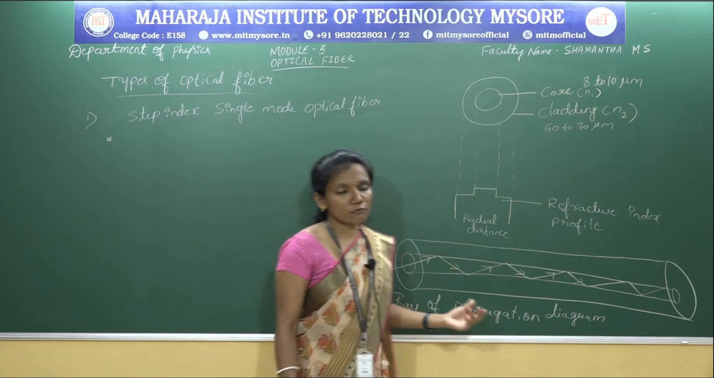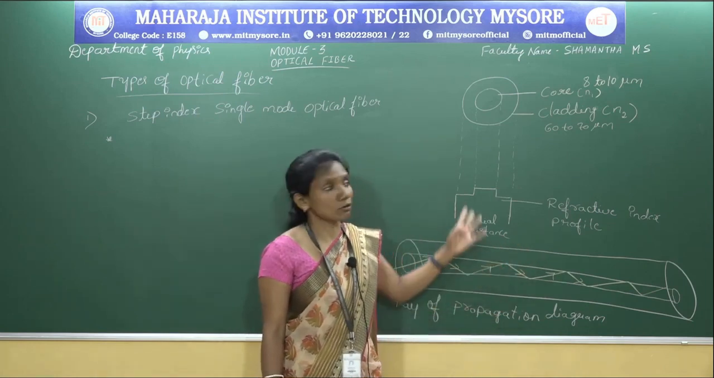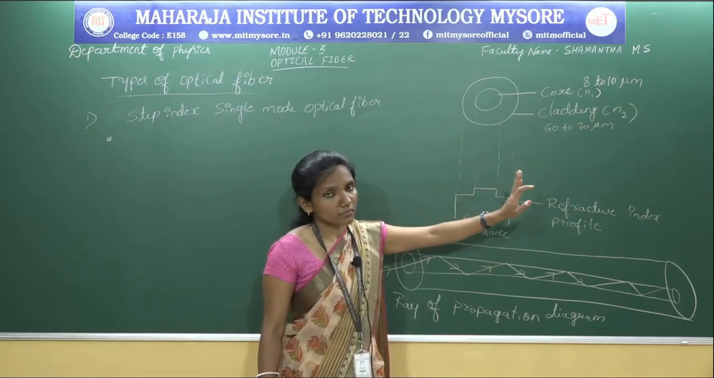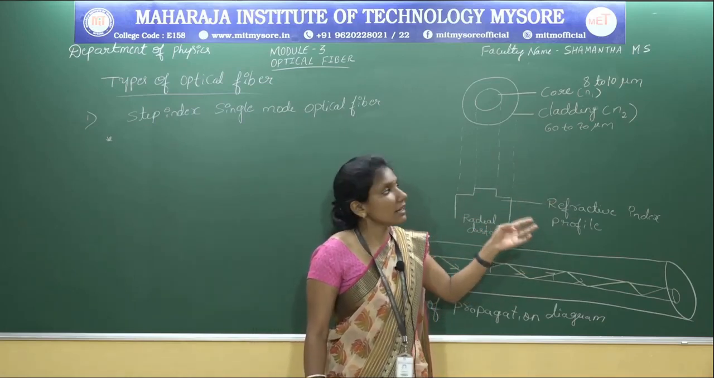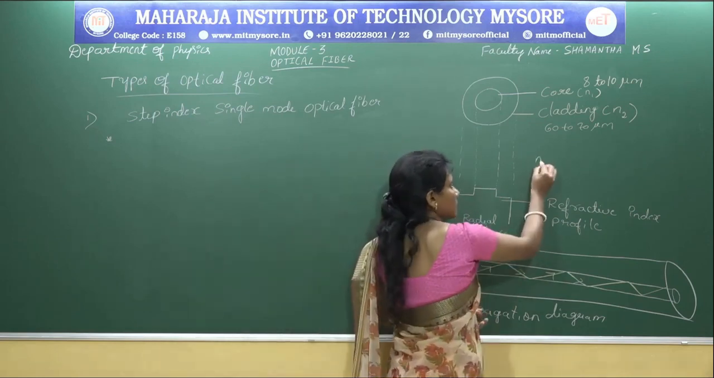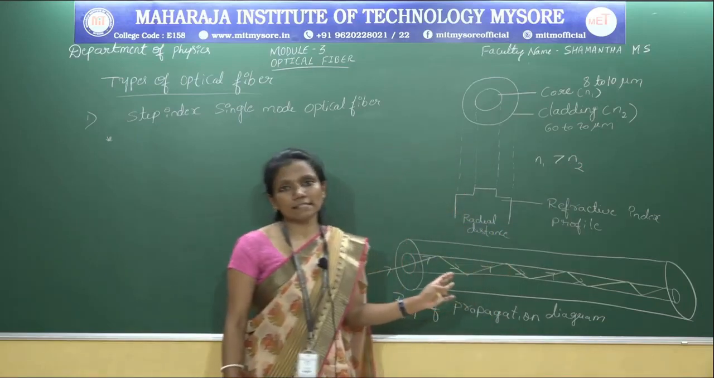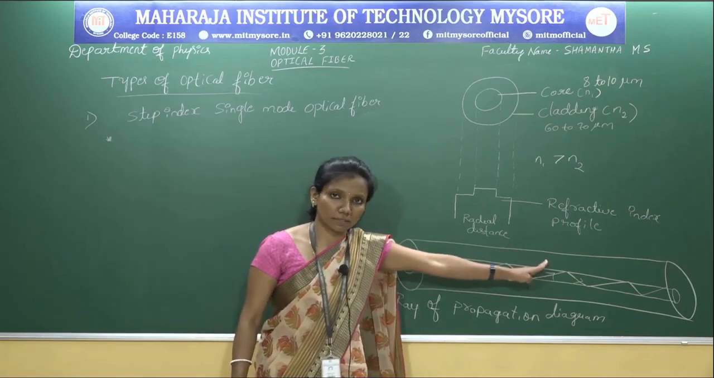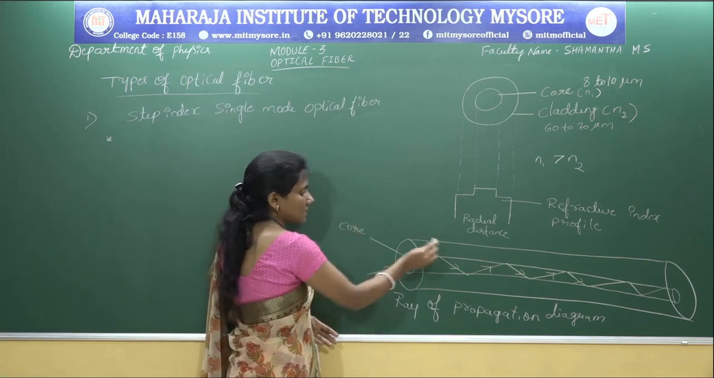The ray propagation depends upon the diameter of the core and cladding also. The refractive index of the core, here n1, must always be greater than the refractive index of the cladding, n2. Then only the complete total internal reflection will take place inside the optical fiber. So the inside is made up of a core and the outside is the cladding.